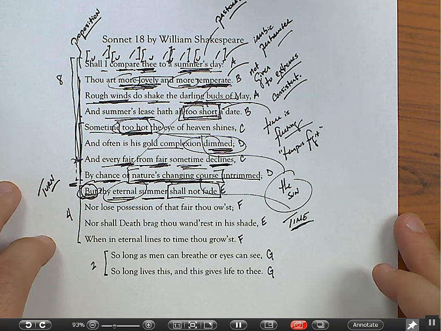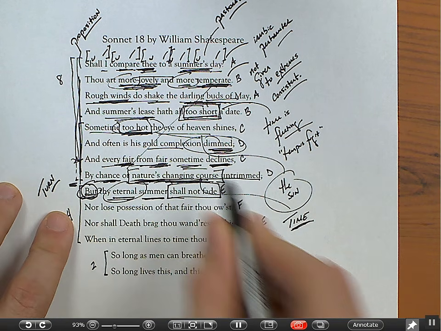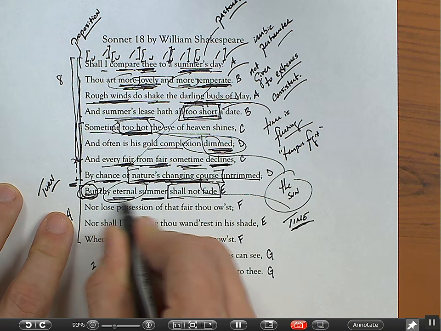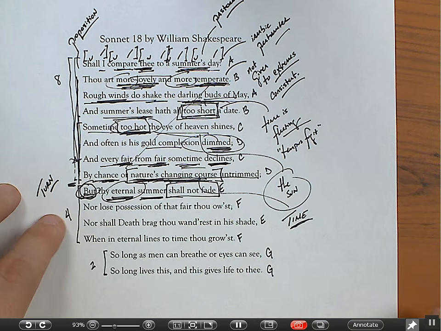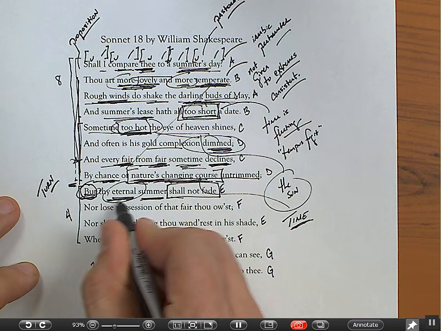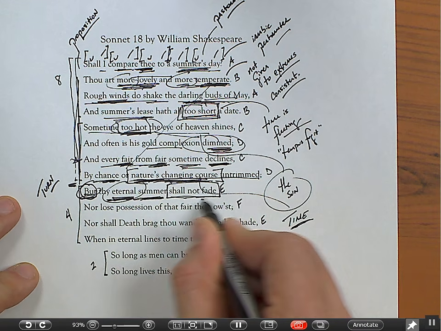That somehow his beloved is exempt from nature's changing course by having a summer that is eternal. And we need to pause and consider the problem of an eternal summer. What happens if you have all pleasure and no pain? If you have all summer and no winter, all youth and no aging, all joy and no adversity? Is that human any longer? Is that possible? Is that too idyllic? An eternal summer that shall never fade?